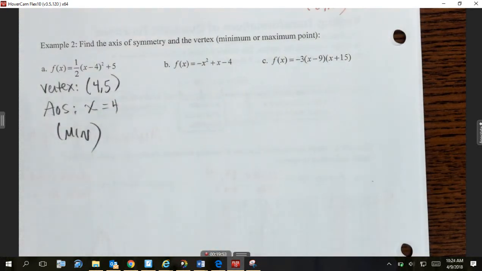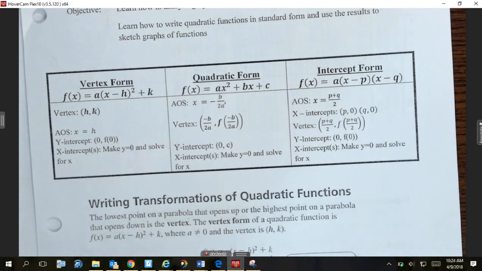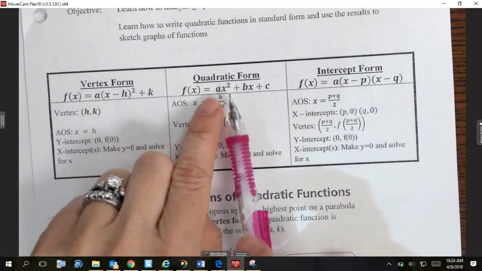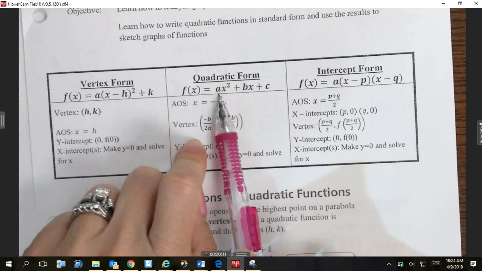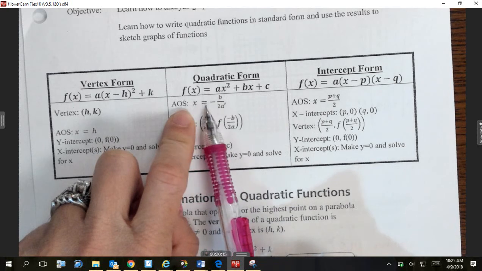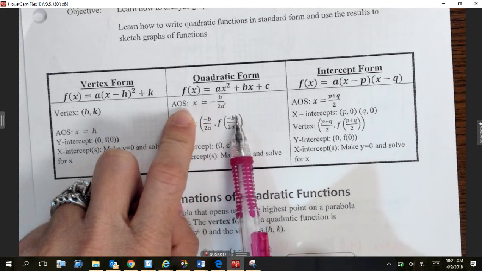All right, question B is not in vertex form. So I gave you some formulas for other forms. You might have to use these if you don't remember them from Algebra 2. And this looks really confusing, but it's not. The form that question B is in is quadratic form, the ax squared plus bx plus c. To find your axis of symmetry, you just do x equals negative b divided by 2a.